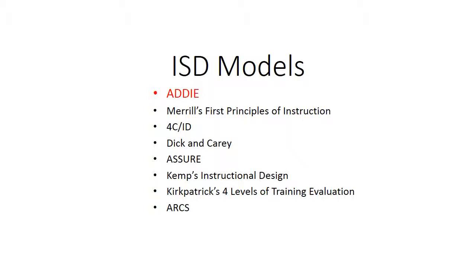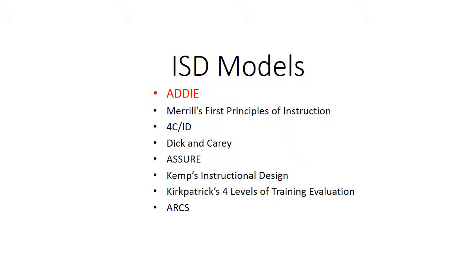Then we have the Dick and Carey model, which has 10 components, and it also has goals, objectives, learner analysis. You'll see most of these go back to the ADDIE model. We have ASSURE, that's similar to Gagne's 9 events of instruction, and like the ADDIE model, it's an acronym, and it stands for Analyze, State standards, Select strategies, Utilize technology, Require participation, and Evaluate.